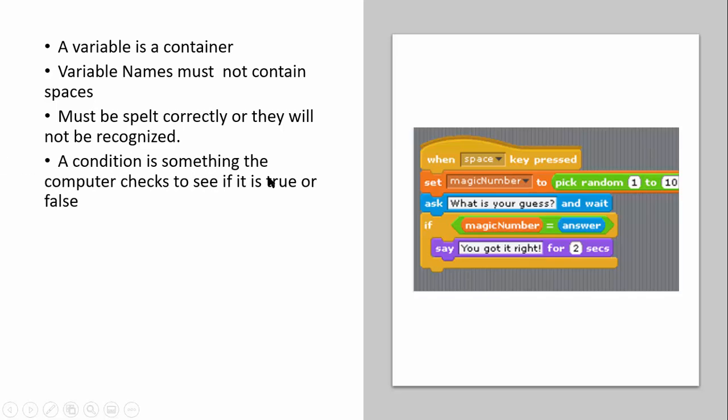A condition is something the computer checks to see if it's true or false. So here, our green ones are the conditions. So this condition is pick a random number between 1 and 10. Okay, so we need the computer to pick a random number between 1 and 10. Or here the condition is magic number must be equal to answer, so that can be true or false. Okay.